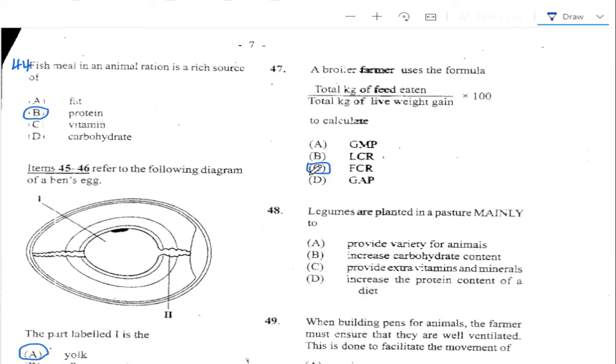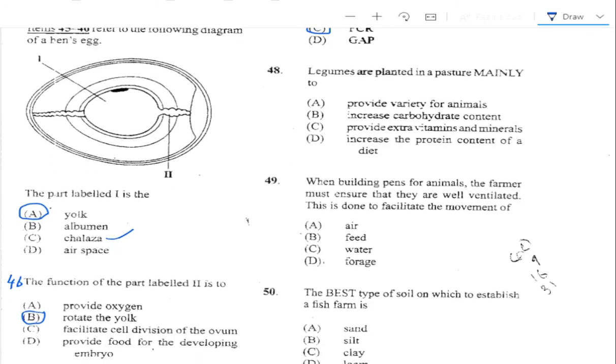Feed conversion ratio. Alright. Question number 48. Legumes are planted in a pasture mainly to. Alright, so the answer is D. Keyword is protein. So the legumes, these are plants from the bean family and they are very rich in protein.